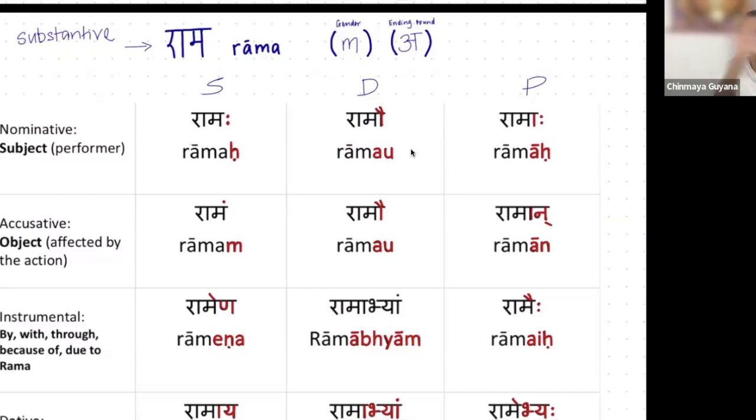So how about Vishaka, will you repeat after me? And when I say Vishaka, I mean everybody, please repeat after me, right? Ramaha, Ramau, Ramaha, Ramam, Ramau, Raman, Ramena. Hindi speakers, please be aware. This is not Ramen. It is Ramena. Okay. Ramabhyam.